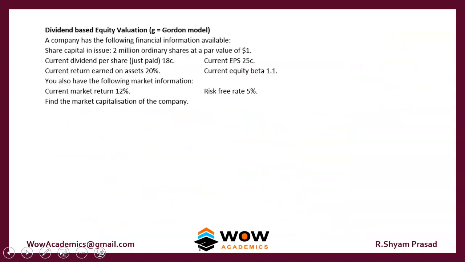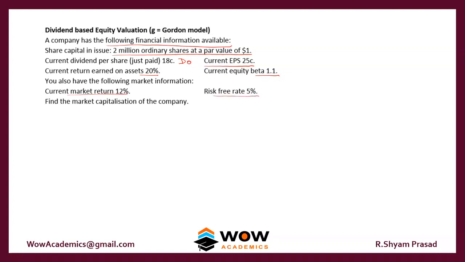So we have another question here. A company has the following financial information available. Share capital in issue is 2 million shares at par value of 1. So the company has 2 million shares. The current dividend just paid is 18 cents. So this is the D0. The current EPS is 25 cents. The return on retained earnings is 20%, equity beta is 1.1, and current market return is 12%, and RF is 5%.